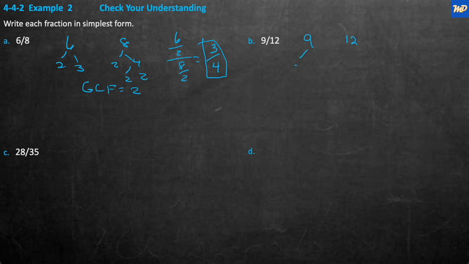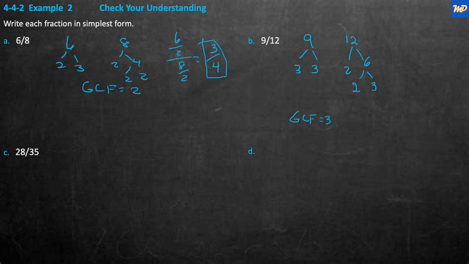Let's try the 9/12, the 9 and the 12. So 9 goes 3 and 3. So we have 2 3s over here, 3 squared. And 12 goes, what? It goes 2 and a 6 and a 2 and a 3. The only common factor here is the single 3 that we have. This has 2 3s, this has 1. So the GCF is equal to 3.